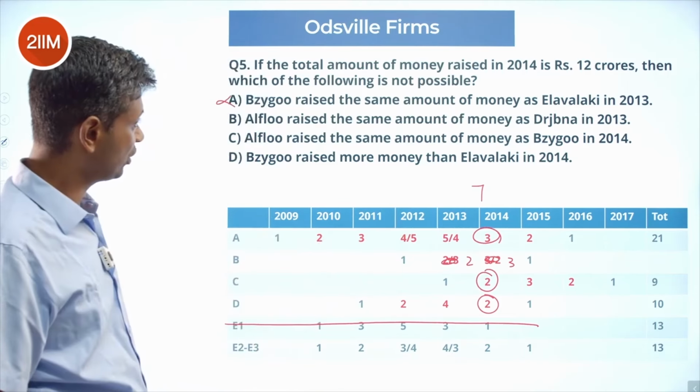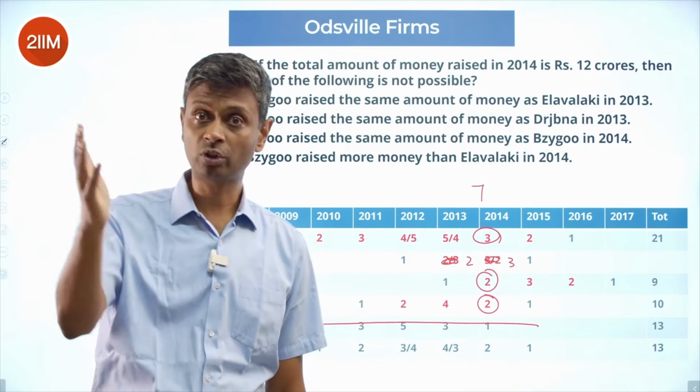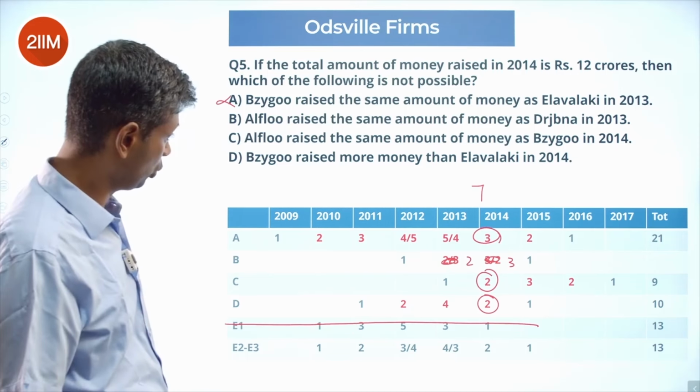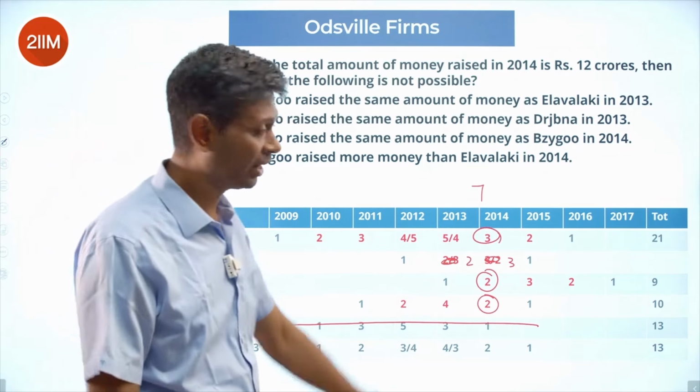A raised the same amount of money as Zygo in 2014. 3 and 3 indeed is definitely true, not even possible, definitely true. Zygo raised more money than Elavalaki in 2014. 2014, 3 and 2, again true.